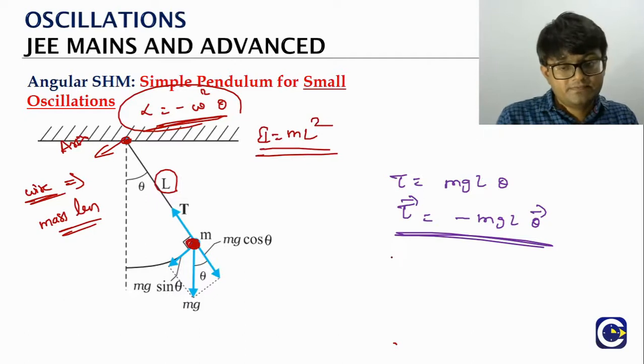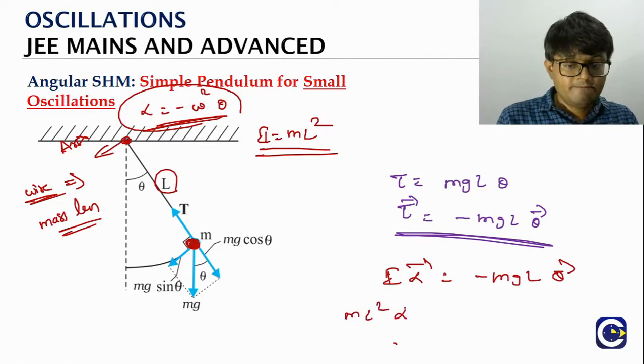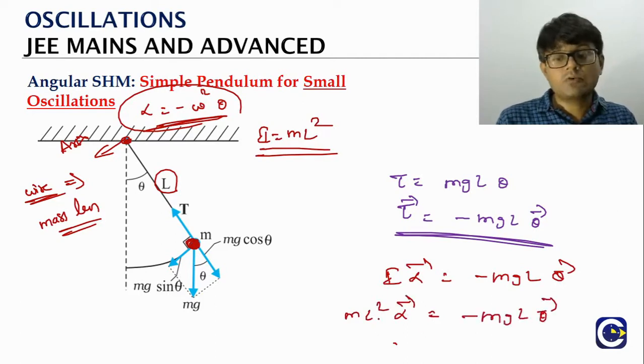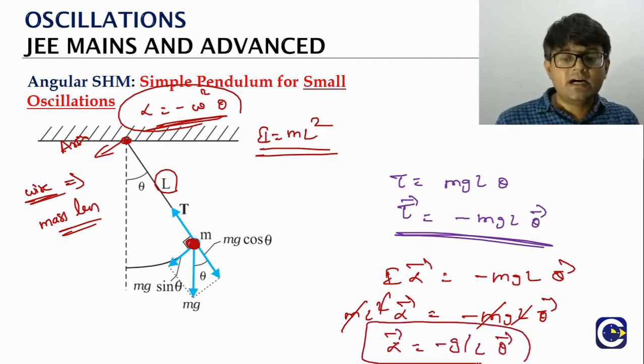I = ml². Remember, torque acting on an object will be equal to what? I alpha, right? I is ml², so ml² alpha is equal to minus mgl into theta. Now we are almost at the final stage. m gets cancelled, one l also gets cancelled. So we'll have alpha is equal to minus g by l into theta.